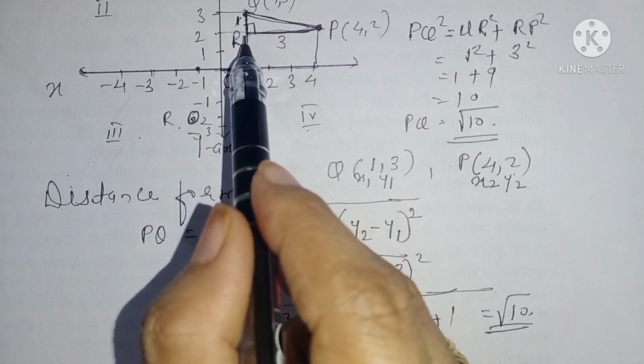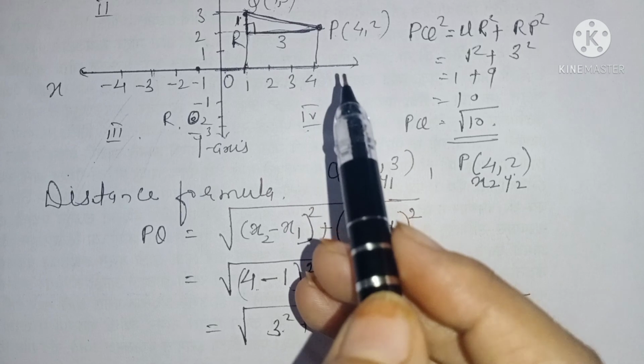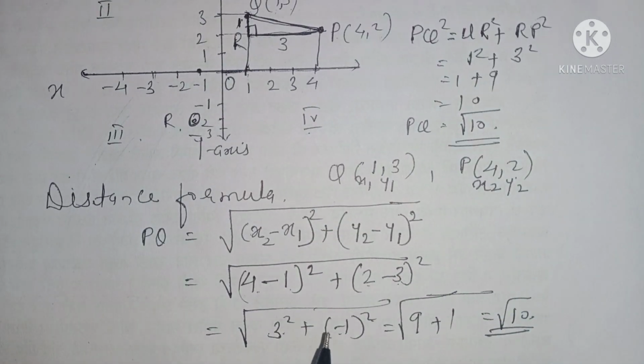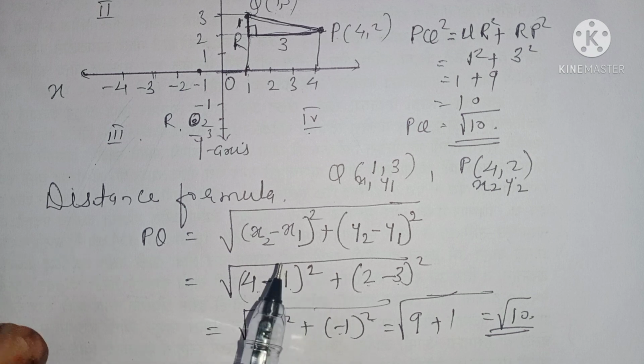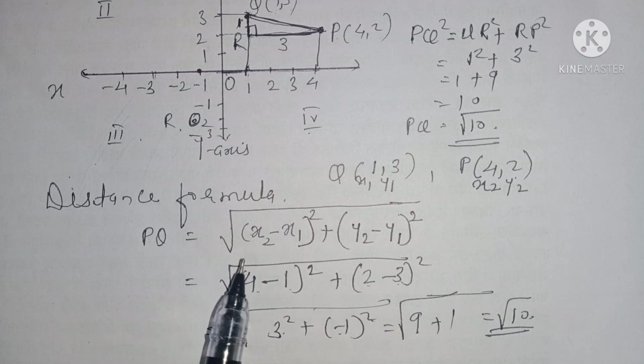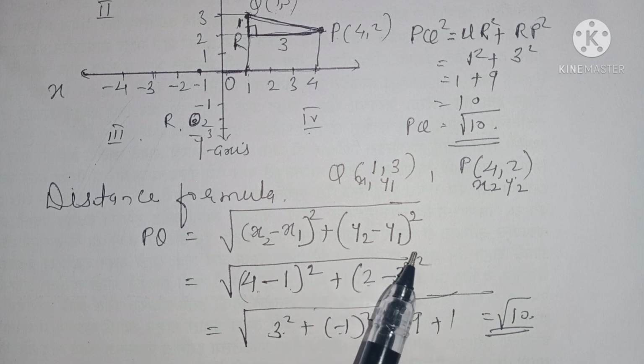And this QR, how did we calculate QR? This is full 3 minus 2, we got 1. The same thing is here. So the distance formula is nothing but the Pythagoras theorem only. I hope you have understood the formula. So what is the formula? A very simple formula: x2 minus x1 whole square plus y2 minus y1 whole square.